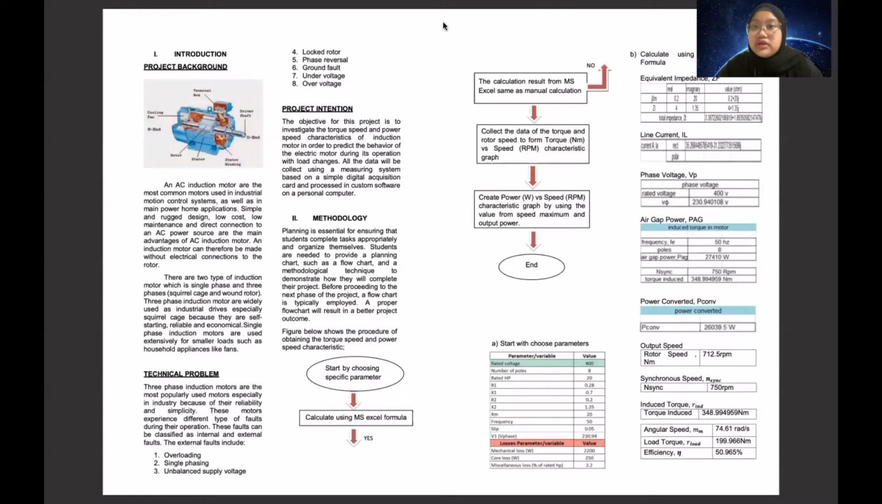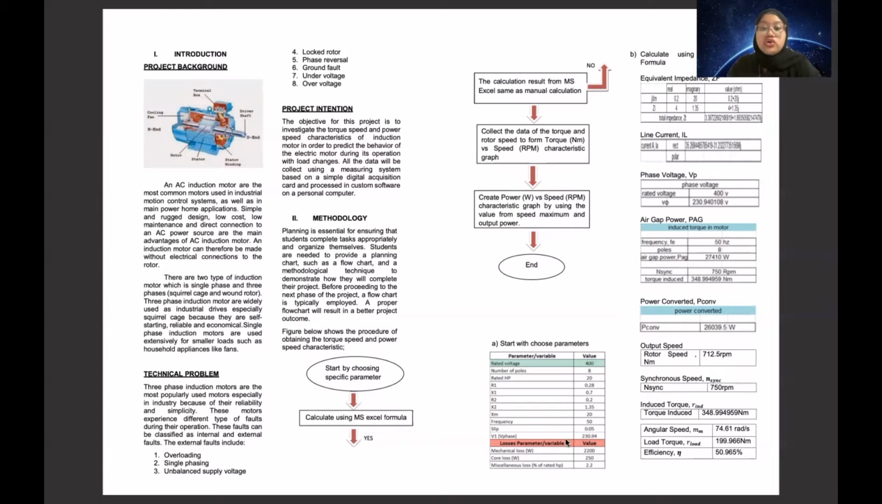Okay, so we choose the parameters. For our project, we use rated voltage as 400. Number of poles, we use 8. Rated HP, we use 20. R1 0.28, X1 0.7. R2 we use 0.2, X2 we use 1.35. XM we use 20. Frequency we use 50 Hertz. Slip we use 0.05.